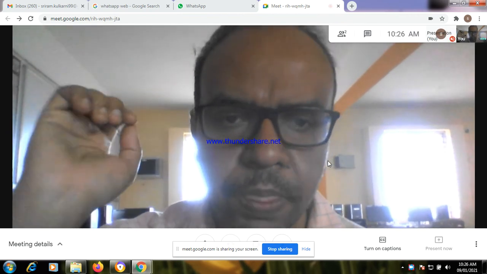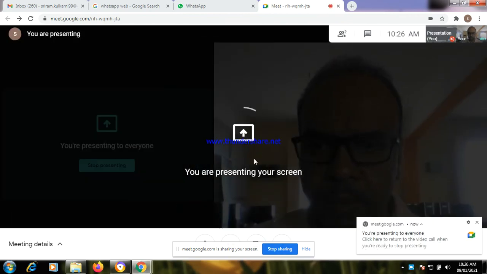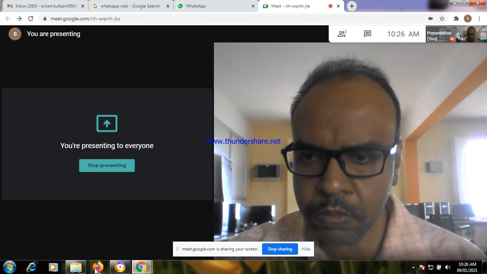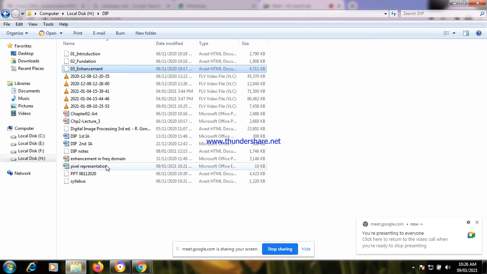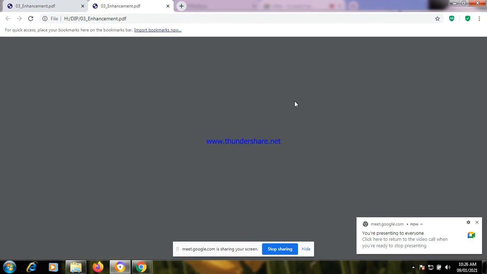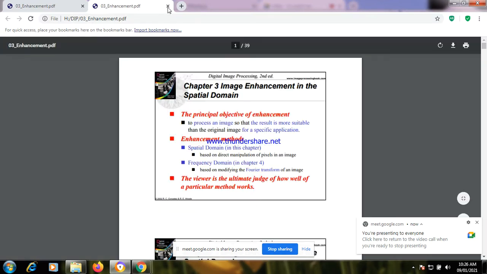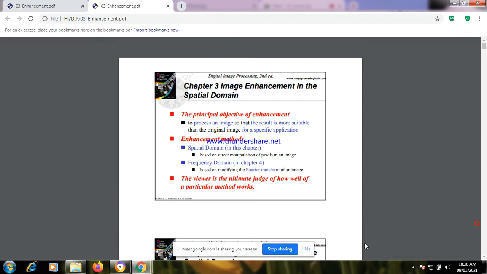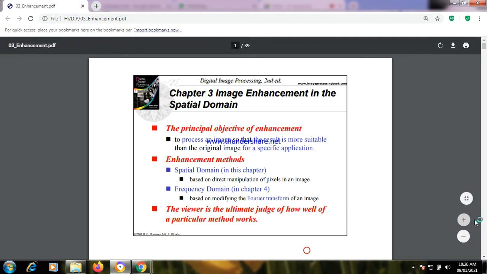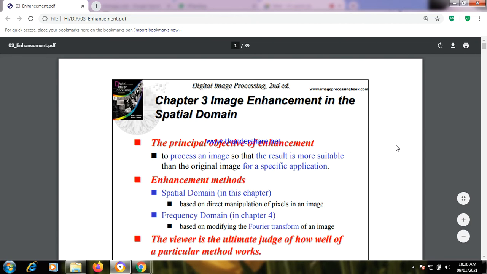Good morning. Today we are going to discuss image enhancement. Enhancement in the spatial domain, right? So basically, there are two types of enhancement procedures. First one is enhancement in the spatial domain. Second one is enhancement in the frequency domain.